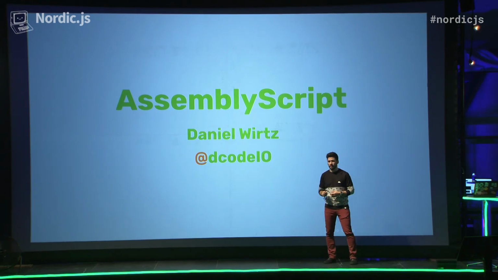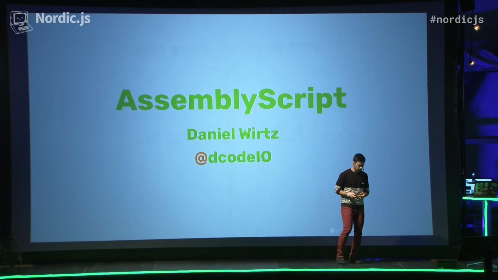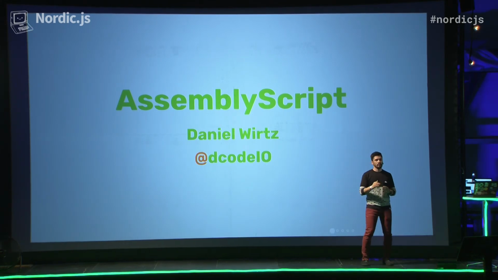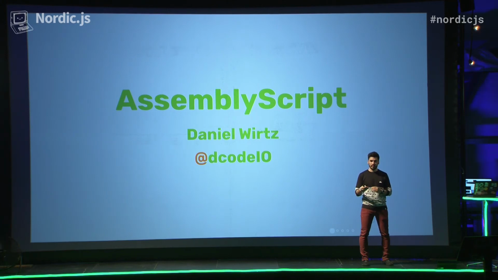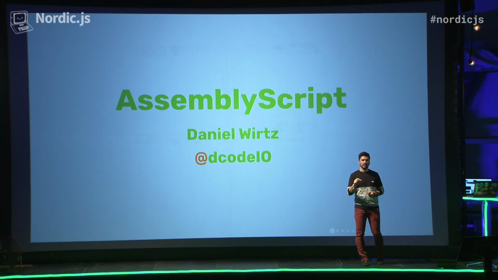AssemblyScript is a compiler made by Daniel Wirtz. You can find him on Twitter by decode.io. And what it does is you write a piece of code in JavaScript, more precisely in TypeScript. But instead of using the typical TypeScript annotations, you have to use special ones. And because you use these special ones, this compiler is able to compile your TypeScript code into WebAssembly.